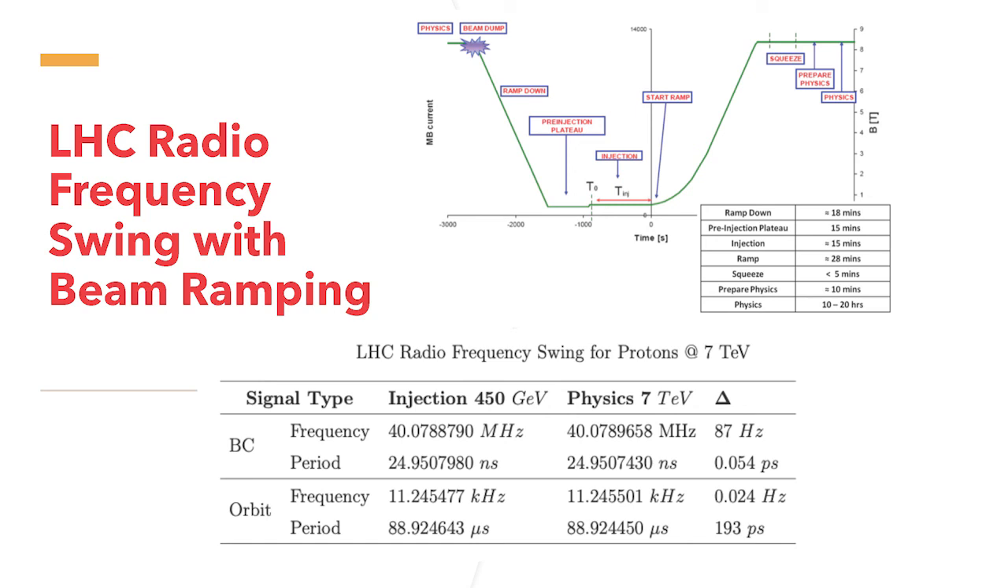LHC, as I've already mentioned, is the Large Hadron Collider. Radio frequency, you know from what range to what range radio frequency is. Then swing, which means there is something that makes the radio frequency swing. And then there is beam ramping. And what is meant by beam ramping? Okay, let's go through the terms one by one.